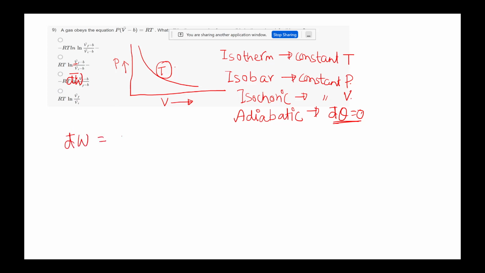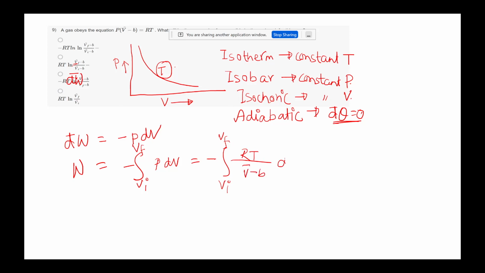dW is minus P dV. We want to know the total W, so this will be from initial to final. This is P dV. So minus integral from Vi to Vf, with P equal to RT over V minus b, times dV. We can write it this way because b is a constant.